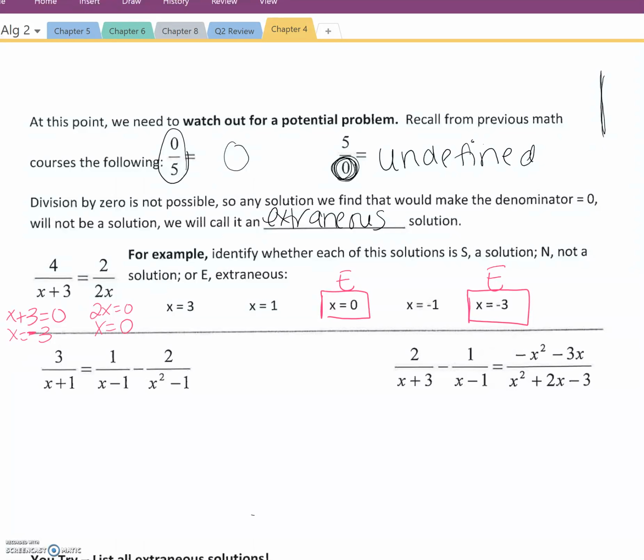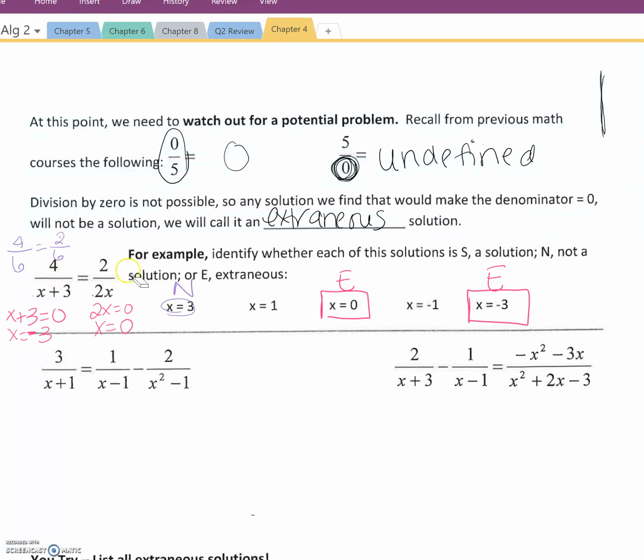So if I said, for example, x equals 3, 4 over 3 plus 3, because I'm going to use this 3, is 6. Is that equal to 2 over 2 times 3? Well, 2 times 3 is 6. So is 4 sixths equal to 2 sixths? No. So this is not a solution.